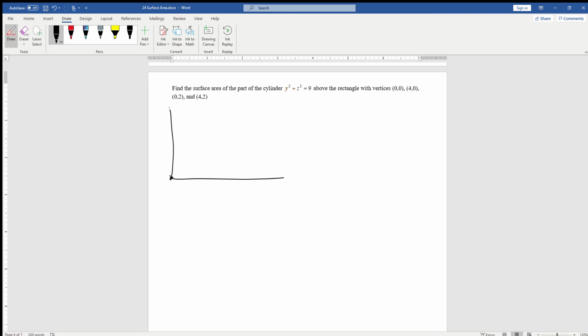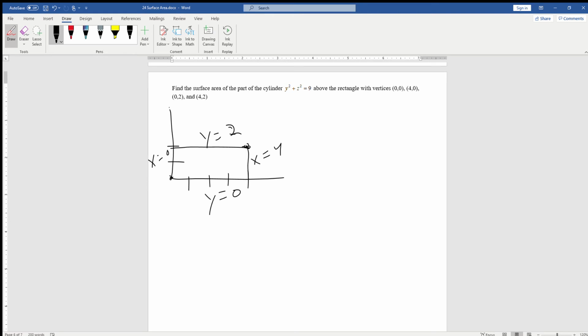So (0, 0) is just going to be our origin. (4, 0) is going to be to the right 4, (0, 2) is up 2, and then (4, 2) is going to be that coordinate that's kind of like the linchpin of all of it. So we have 4 different equations. We have the equation x equals 0, we have x equals 4, we have y equals 2, and y equals 0. So those are our bounds.